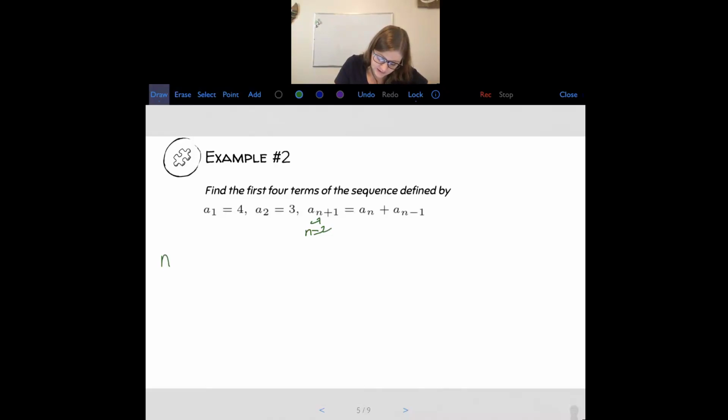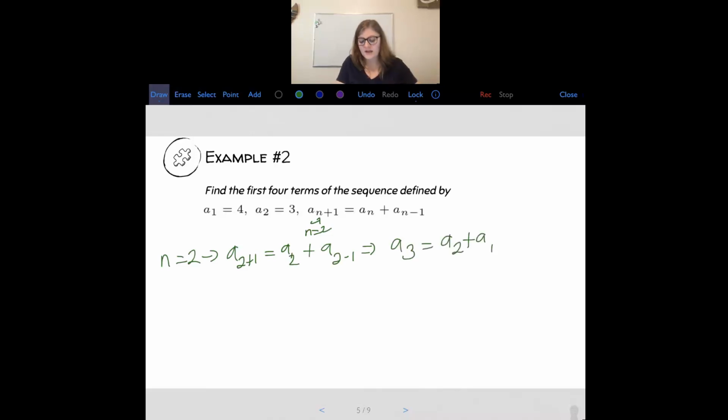Okay. So we have n is equal to 2. So we have a sub 2 plus 1 is equal to a sub 2 plus a sub 2 minus 1. So this gives us a sub 3 is equal to a sub 2 plus a sub 1. Now we were given a2 and a1, so we just substitute those values in. So a sub 3 is equal to a sub 2 is 3, a sub 1 is 4, which means a3 is equal to 7.